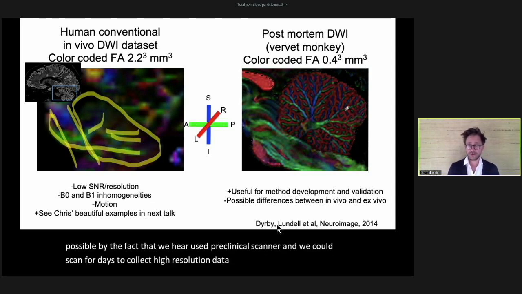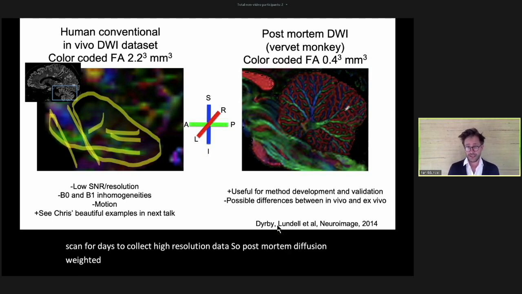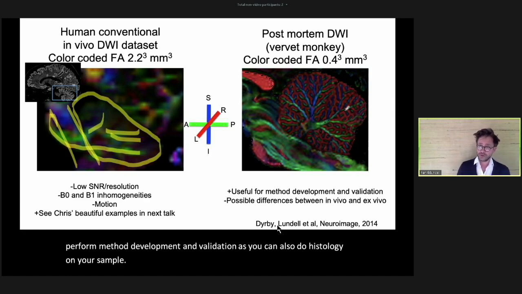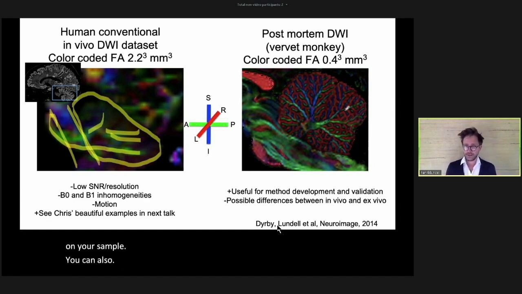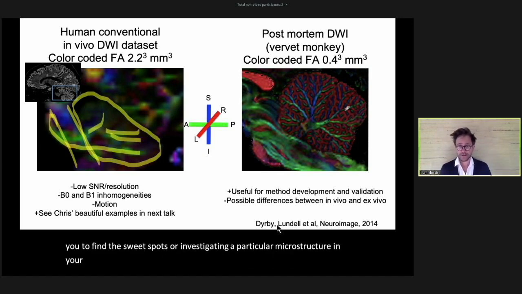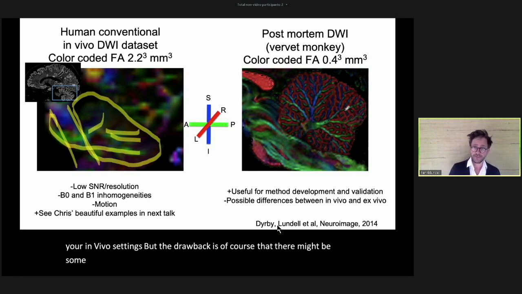So post-mortem diffusion weighted imaging is a versatile and powerful tool when you want to perform method development and validation, as you can also do histology on your sample. You can also collect very rich datasets with a lot of parameters, which will guide you to find the sweet spots for investigating a particular microstructure in your in vivo settings. But the drawback is, of course, that there might be some differences between in vivo and ex vivo, effects from fixation, for instance, of the tissue that alters the diffusivity. So this has to be kept in mind.